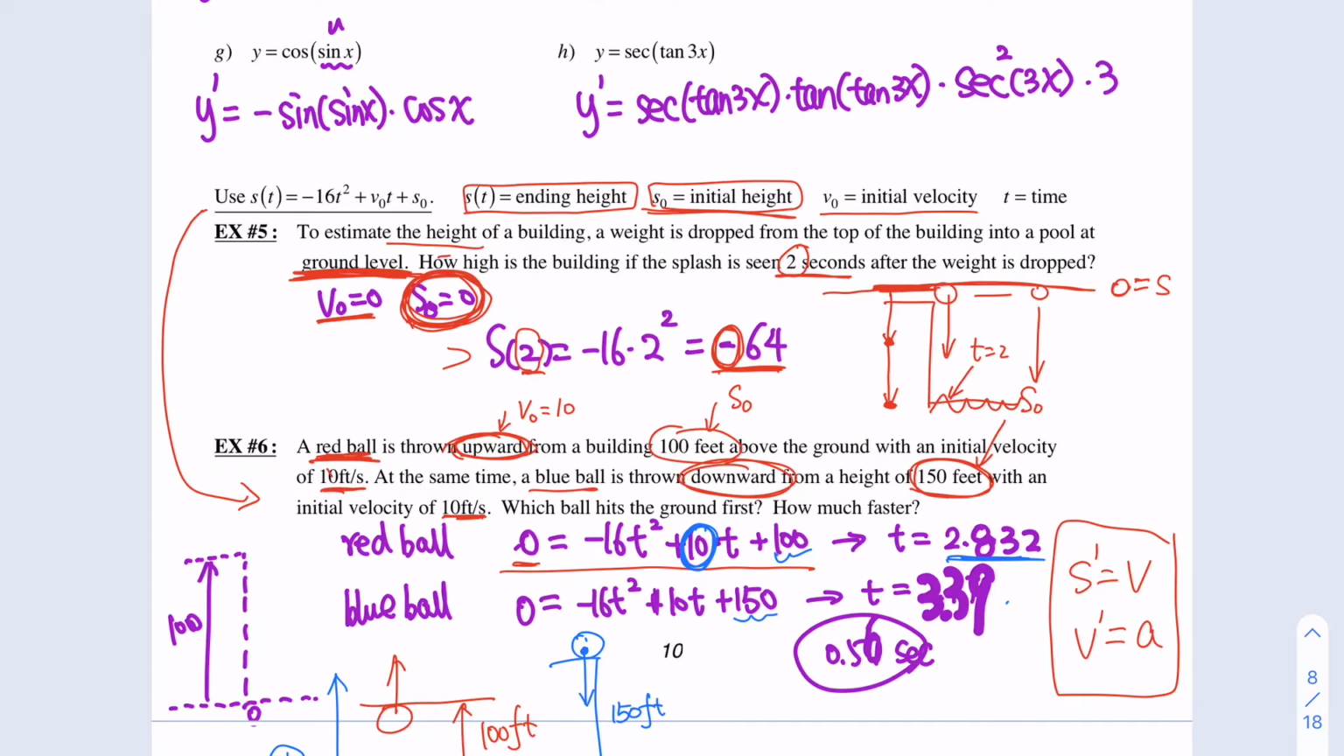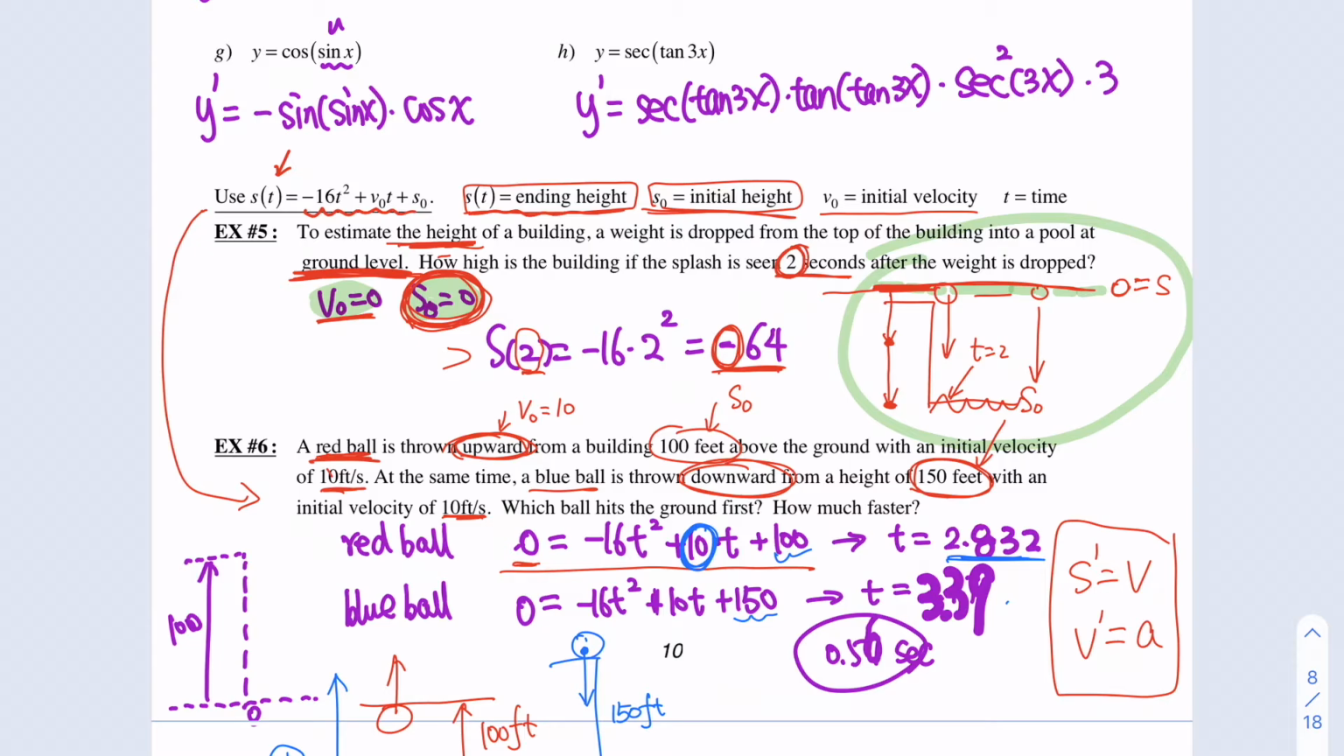So given s of t is equal to this function, s of t is the end height, s0 is the initial height, v0 is the initial velocity, t is the time. So first, if you look at the picture here, I define my initial velocity. Because I drop from the top, the initial velocity is 0. And the initial position, or the height, I call it s of 0. So I consider this level is 0.